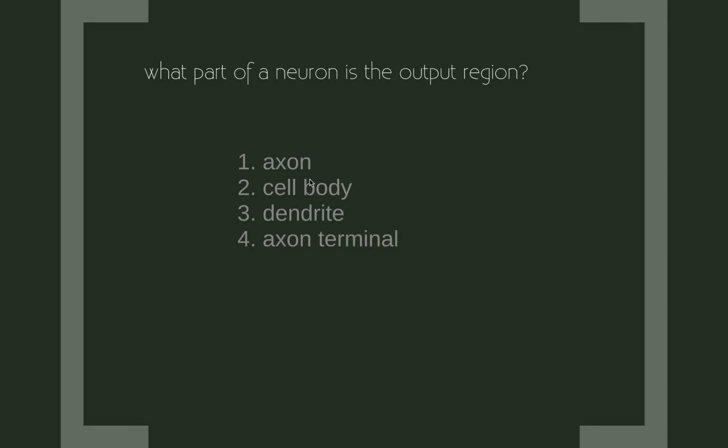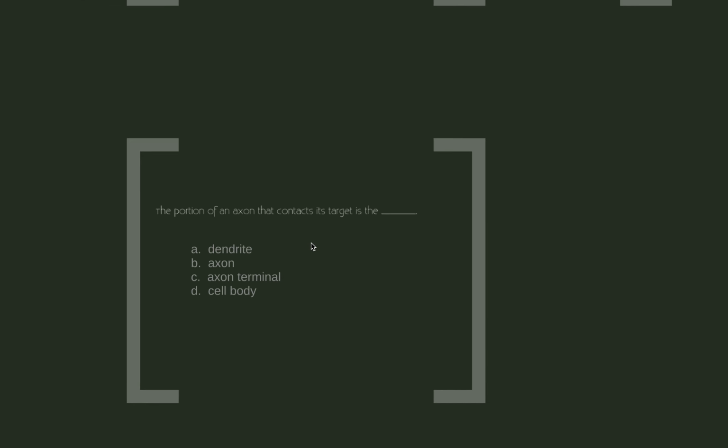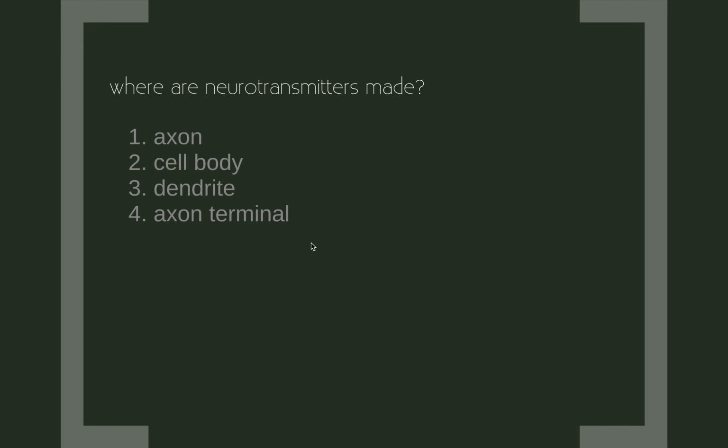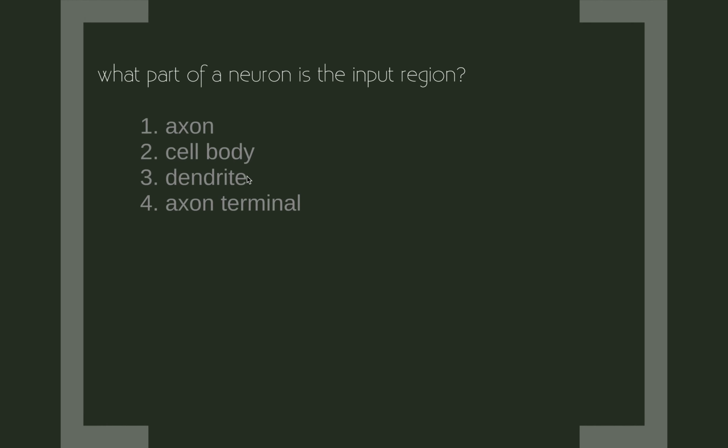What part of a neuron is the output region? That is the axon. The portion of an axon that contacts its target is the axon terminal. Where are neurotransmitters made? In the cell body. And what part of a neuron is the input region? The dendrites.